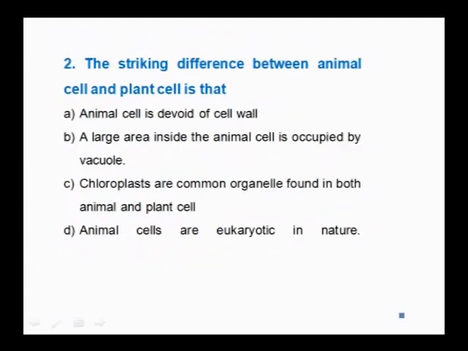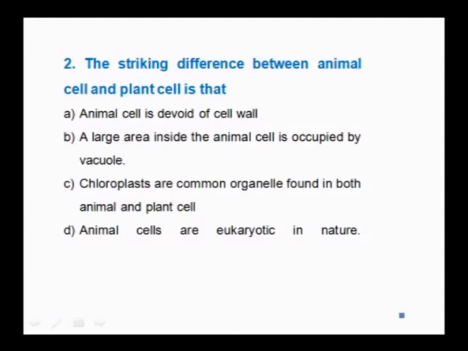Second question: the striking difference between animal cell and plant cell is that A. Animal cell is devoid of cell wall. B. A large area inside the animal cell is occupied by vacuole. C. Chloroplasts are common organelles found both in animal and plant cell. And D. Animal cells are eukaryotic in nature. The question is slightly tricky because it asks the difference between animal and plant cell. So, what is very special about animal cell when compared to plant cell?